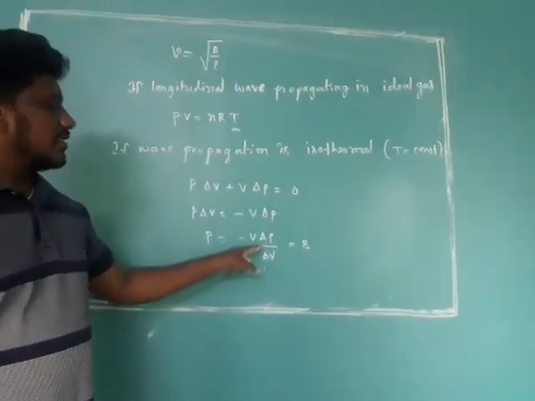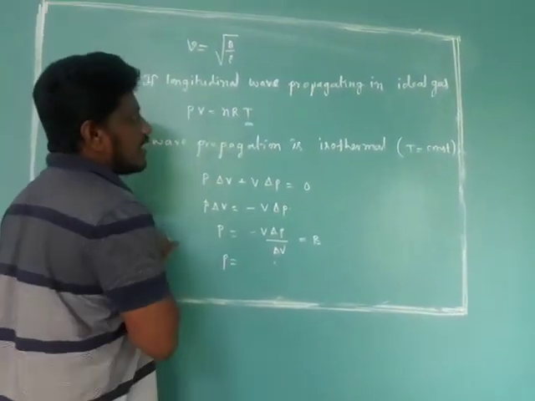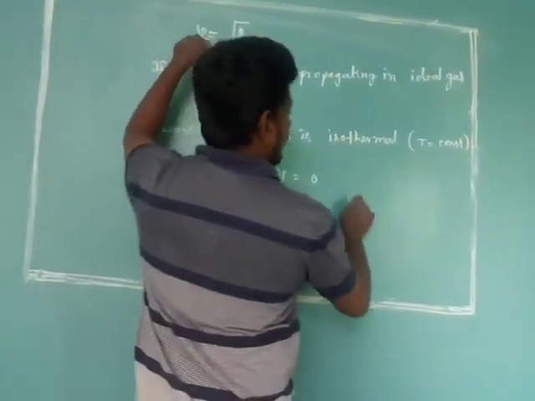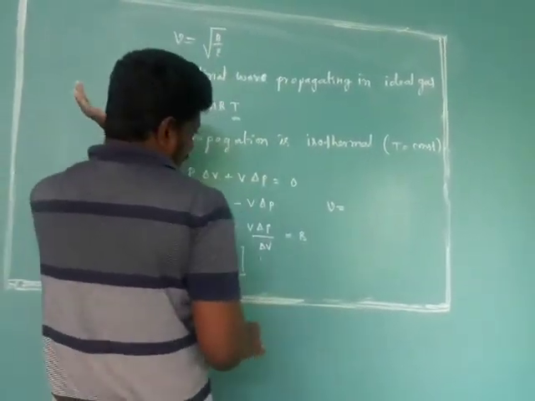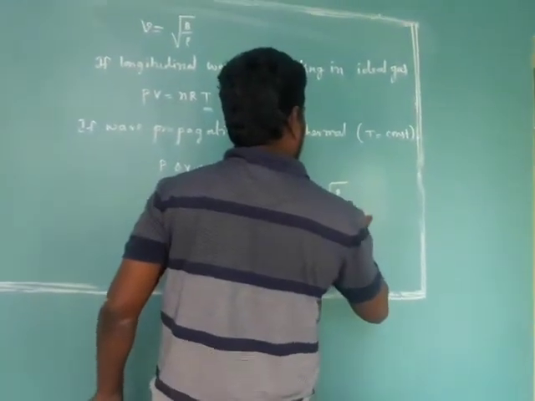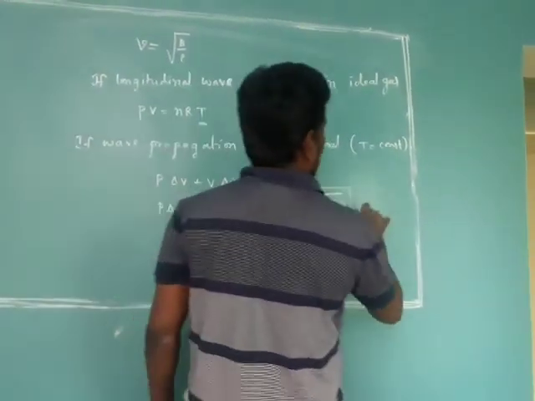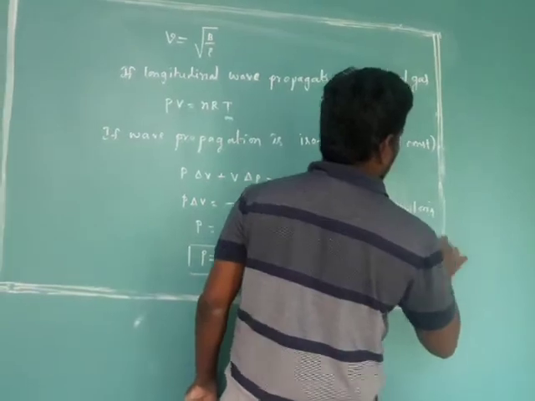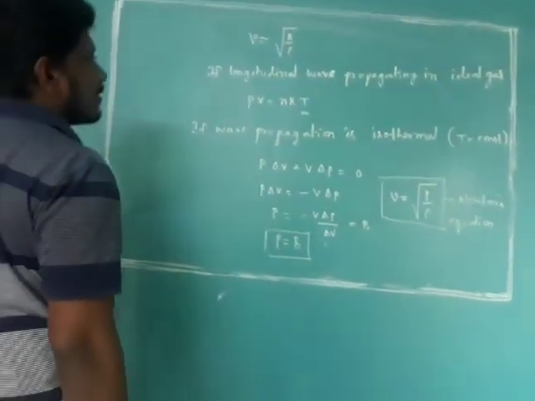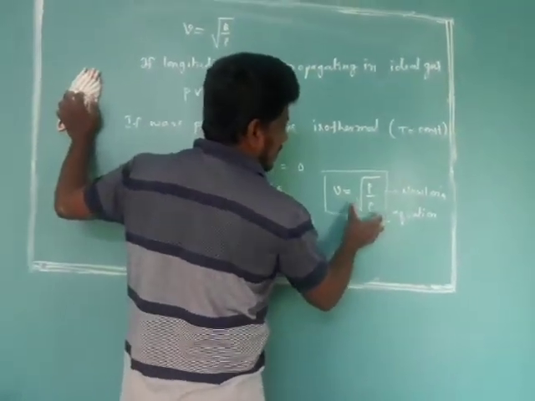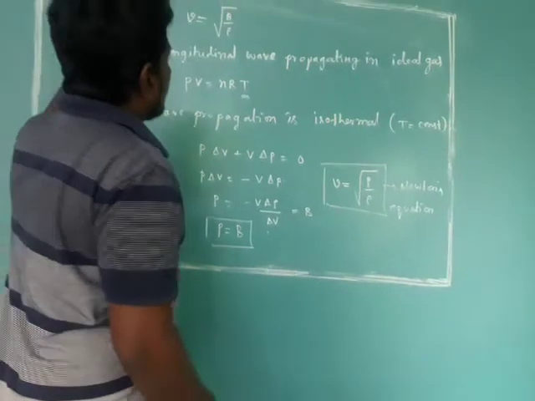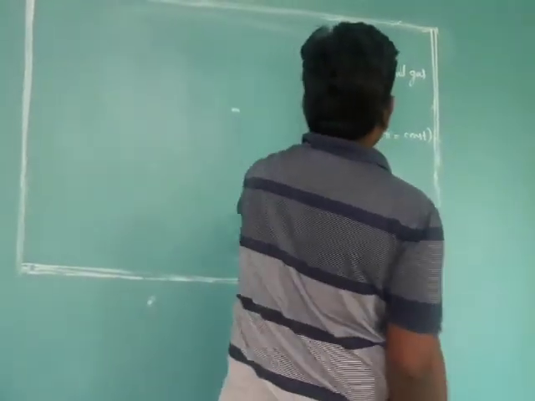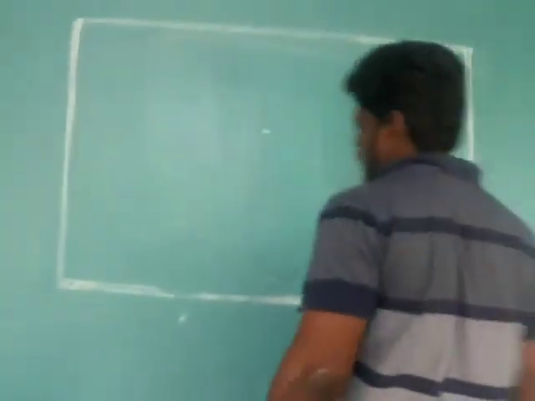So already we know that this is bulk modulus. So in ideal gas, pressure only, bulk modulus. Pressure only, bulk modulus. So what is the speed of the longitudinal wave in ideal gas? Square root of P by rho. This equation is called the Newton's equation of longitudinal wave. Okay, but mathematically this will be giving a wrong value for the speed of wave, speed of longitudinal wave. So we have to correct that equation.